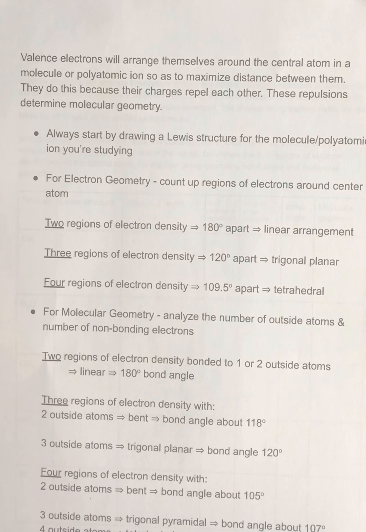Hi there. In this video, I just want to talk to you about an introduction to the VSEPR theory. We're going to use this VSEPR theory, which stands for valence shell electron pair repulsion. So we're going to be talking about valence electrons and how they determine what the shape of a molecule is about.